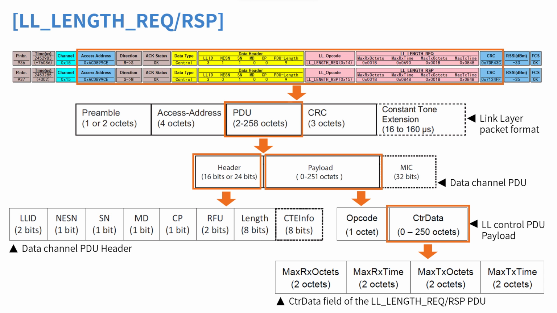Max RX time is the maximum number of microseconds that the local device can take to receive a packet from the remote device. The max RX time field should have a value no less than 328 microseconds. Max TX octets is the maximum number of octets in the payload that the local device will send to the remote device. The max TX octets field should have a value no less than 27 octets. Max TX time is the maximum number of microseconds that the local device will take to transmit a packet to the remote device. The max TX time field should have a value no less than 328 microseconds.